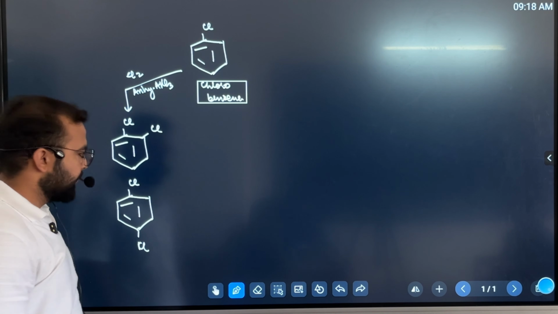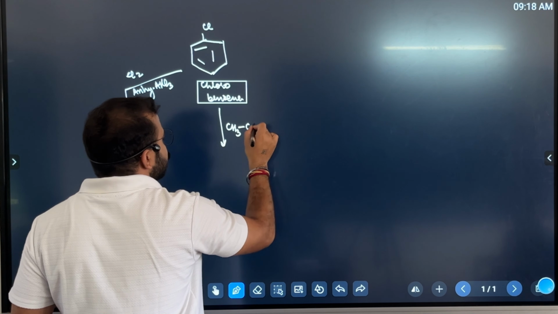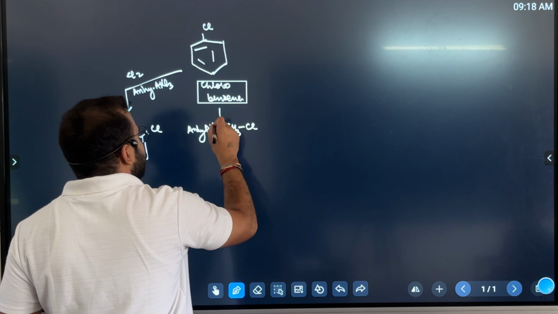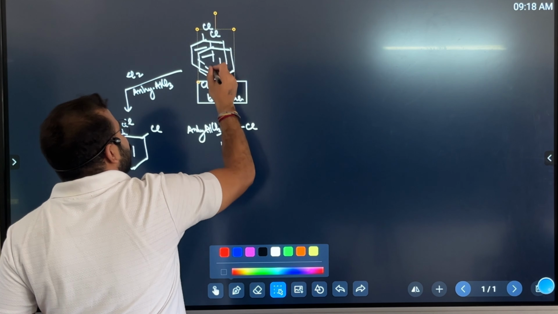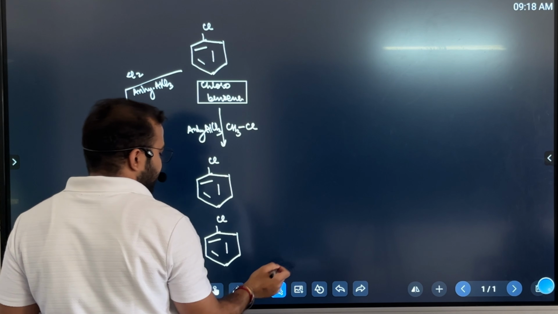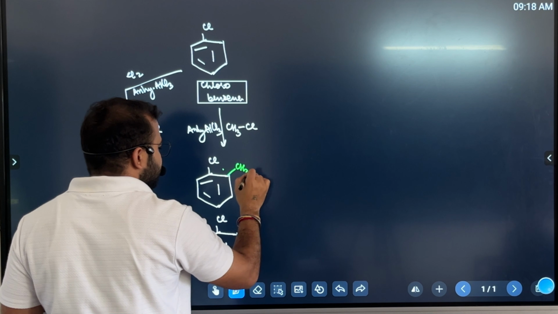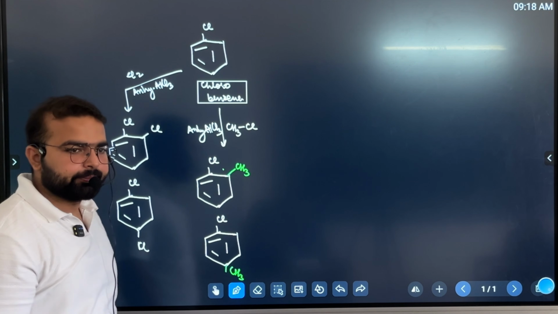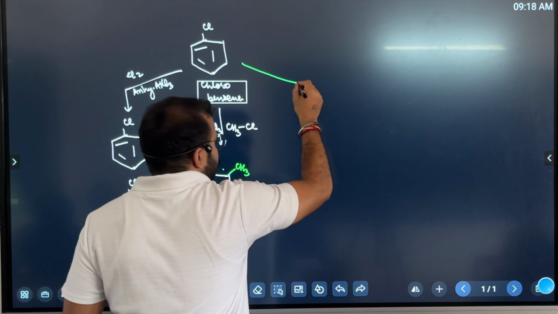Clear? Second, now I'm just changing the reagent, so I'm taking CH3Cl again in the presence of anhydrous AlCl3. So what will be the final product again? Again you will take the chlorobenzene. One CH3 will come on the ortho position, so first I'm writing CH3 at the ortho position and this para position again with CH3.